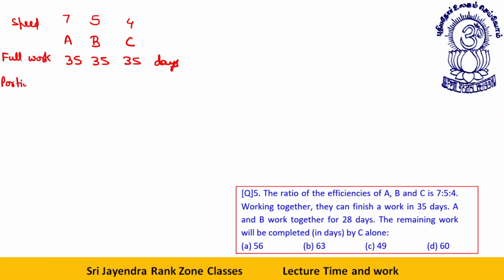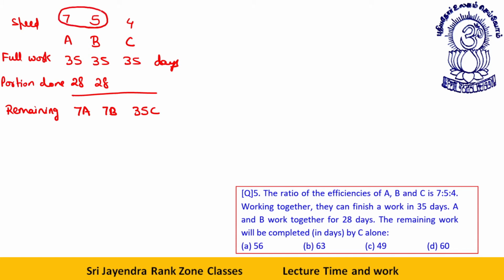Portion that has been done. How much portion is being done? 28 days of A, 28 days of B. What is the remaining portion? The remaining portion is 7 days of A, 7 days of B, 35 days of C. Now what I want to tell is the combined speed of A and B. Speed of A plus B is 12. Speed of C is 4. I'm talking about speeds, okay?